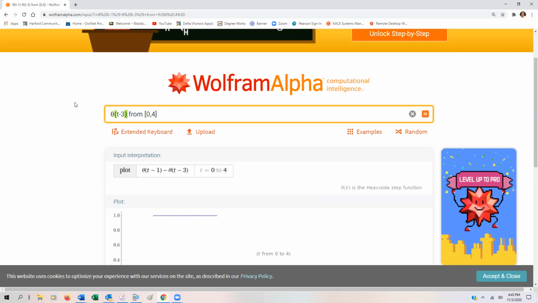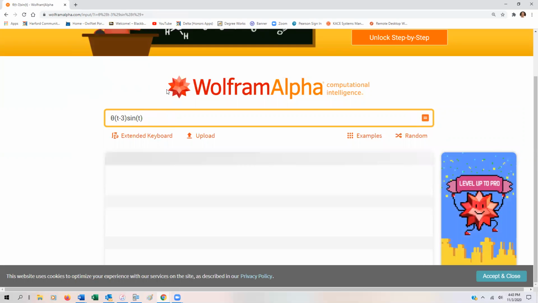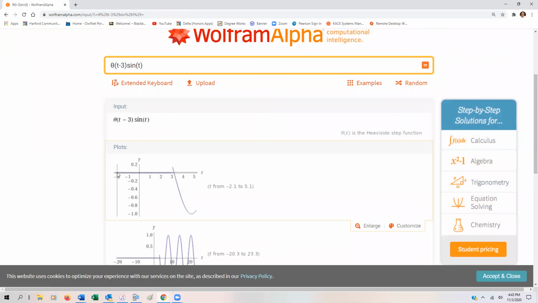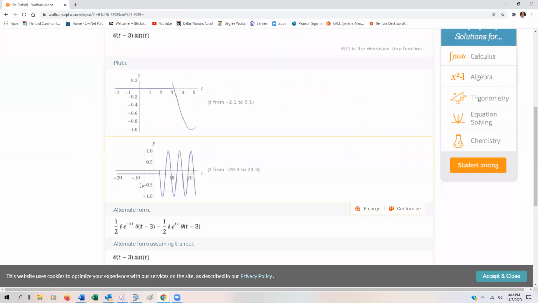So we had sine of t times the quantity t minus the unit step function times 3. What we said that did was it just turned off the function until we got to 3, and then it turned it back on. And so this is a better picture of what it looks like.